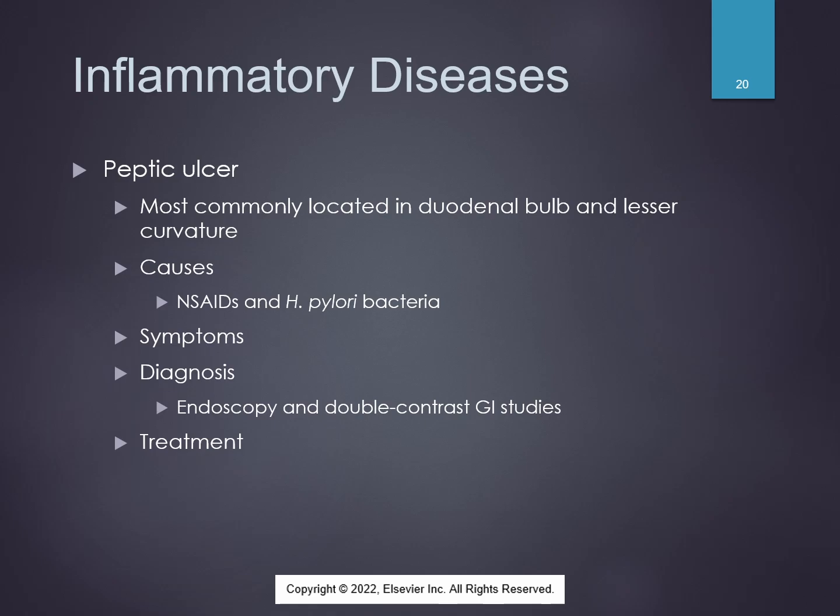Pain is a symptom of peptic ulcer and is usually above the epigastrium and radiating into all parts of the abdomen. Food ingestion and antacids may provide temporary relief, but the pain will return when the stomach is empty. Diagnosis is made primarily using an upper endoscopy, but double contrast GI studies can be performed.